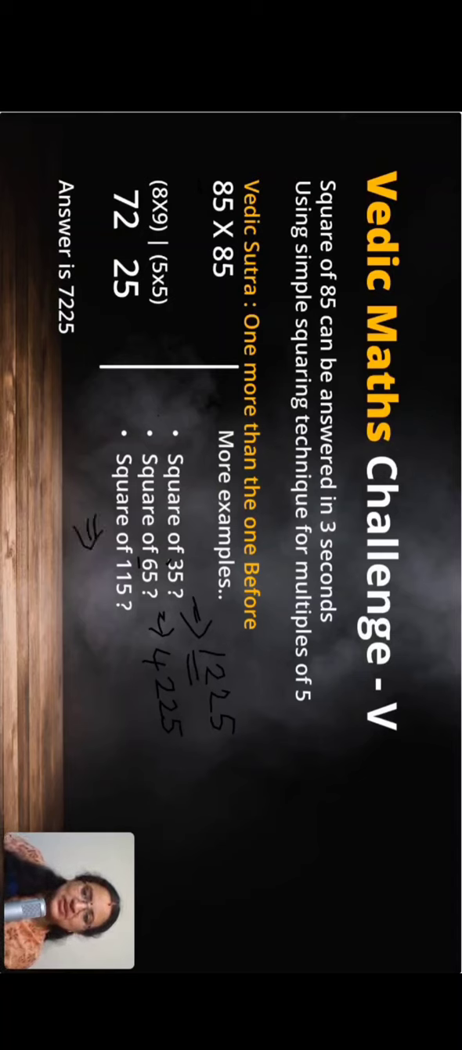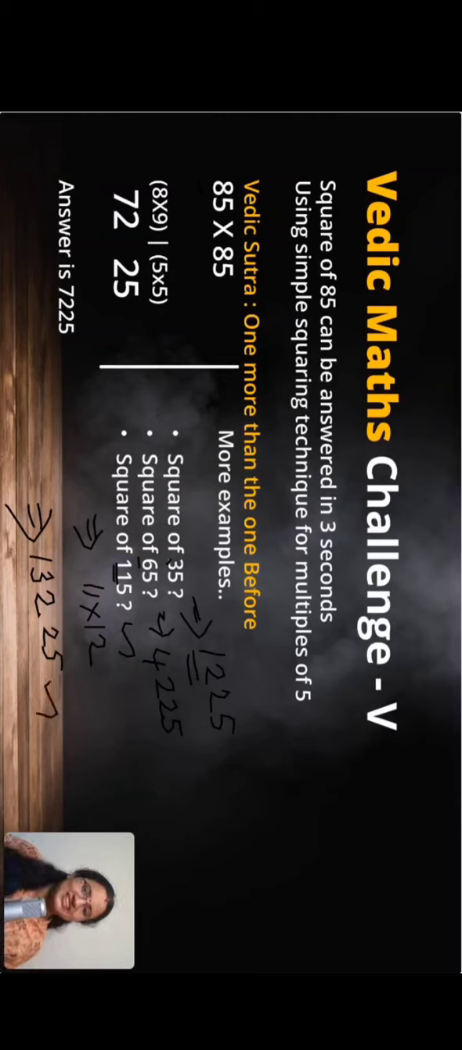Amazing participation from you. Now, here, the last number is 5. The first part we will look at as 11. So, what is 11 times 12? 11 times 12 is 132. So, the square of 115 is 13225. Just attach 25 to it. Perfectly the right answer from each and every one of you here. So 11 times 12 is 132. So the complete answer is 13225.